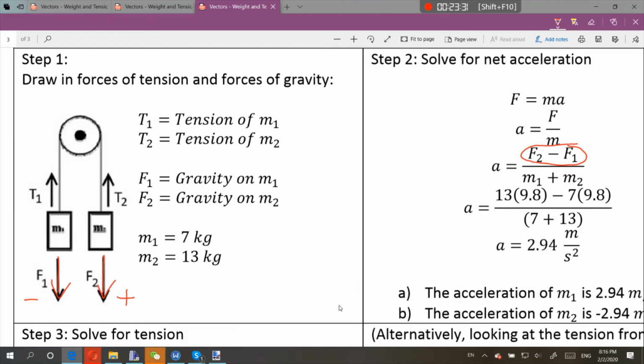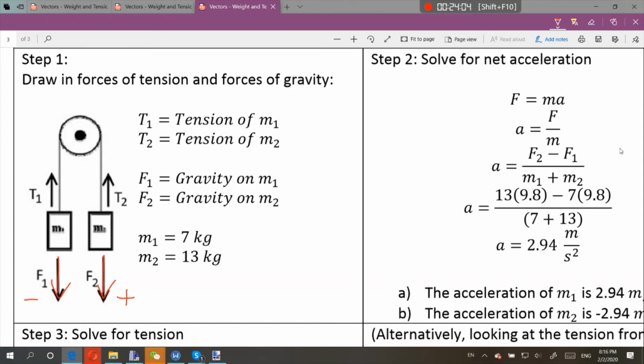Okay, my total net mass would be mass 1 plus mass 2. So then if I want to solve for my total net acceleration, that would be, if my force is mass times acceleration, then I can solve for acceleration. So my acceleration is force divided by mass, or this. Okay, and I can plug in everything I was given.